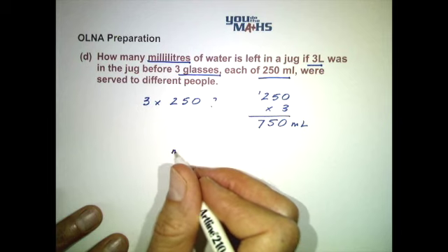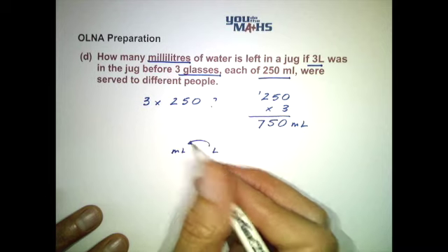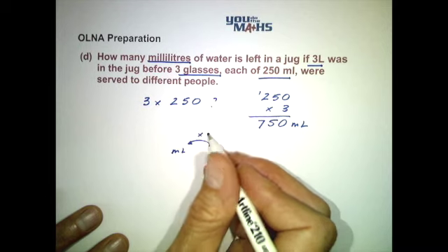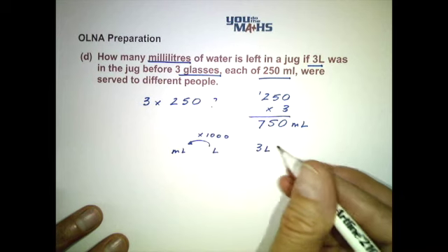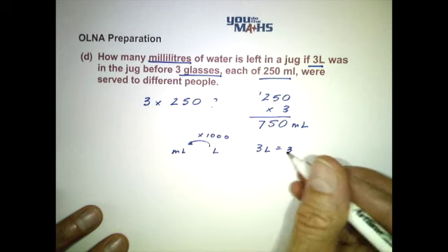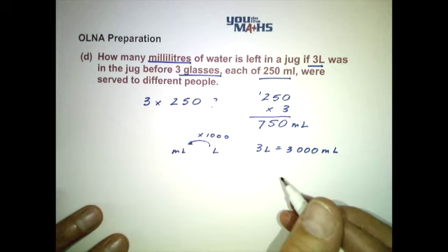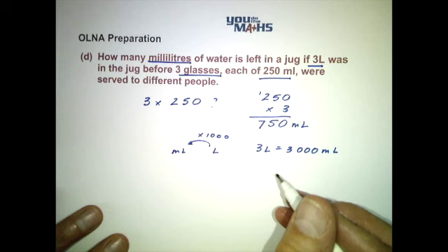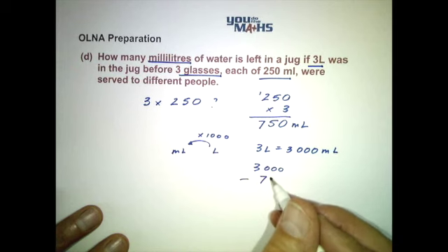Now to do that we need to convert our units. So from litres to millilitres, that's a multiplication by 1000. So 3 litres of water in the jug will equal 3000 millilitres of water. So now what we need to do is work out how much water is left behind if we've poured out 750 mils. That's going to involve a subtraction.